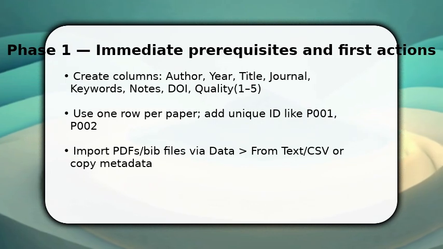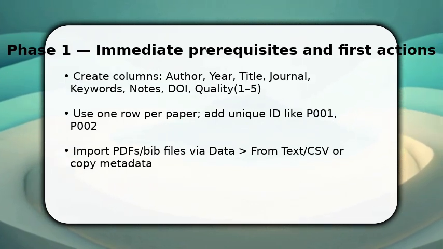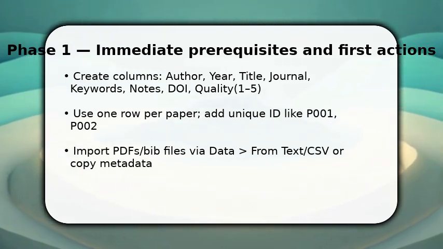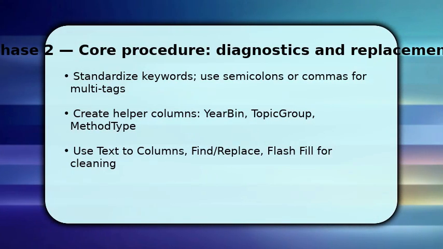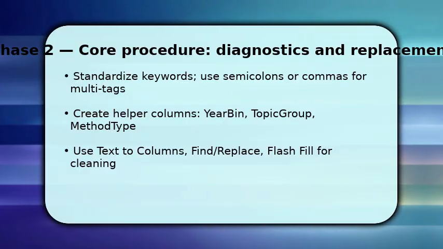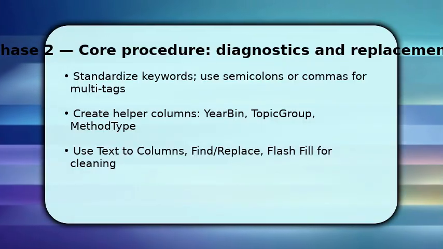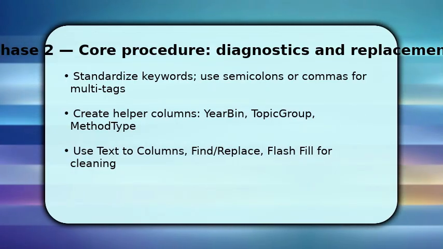Now focus on normalization and extraction so you can analyze systematically. You standardize keywords and use helper columns like year bin and topic group to aggregate themes efficiently. Once standardized, apply text to columns, flash fill, and find/replace for quick cleaning. This reduces manual errors. You also extract key findings into short summary cells, paraphrasing rather than copying long passages. Make sure to flag high quality.